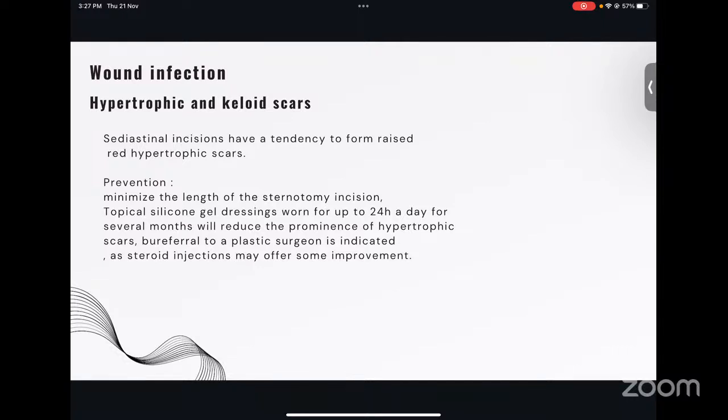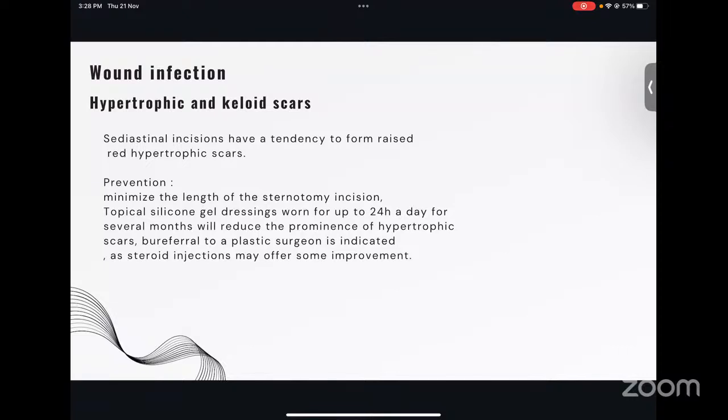Hypertrophic and colloid scar: mediastinal incisions have a tendency to form raised hypertrophic scar. Colloid scar are common in patients who are African American. There is no known specific evidence to avoid this problem, apart from attempting to minimize the length of the sternotomy incision and considering a submammary incision.